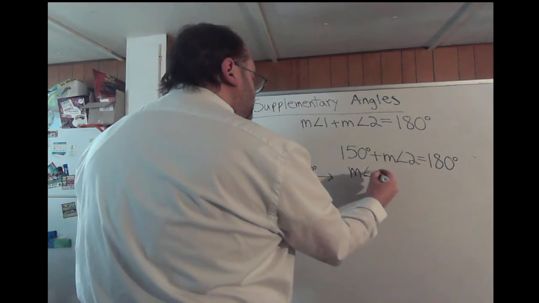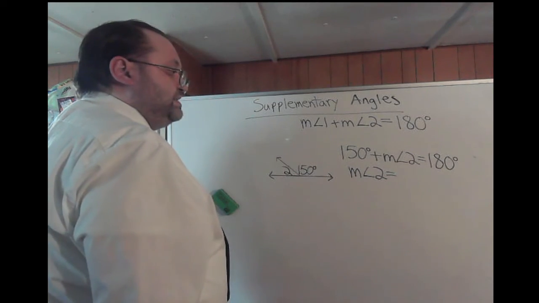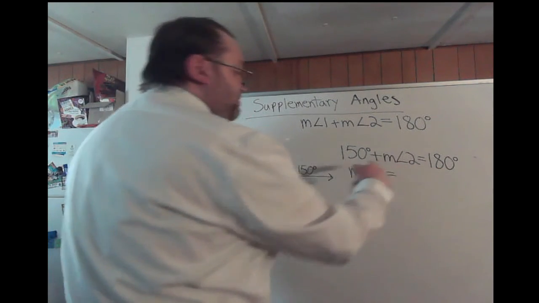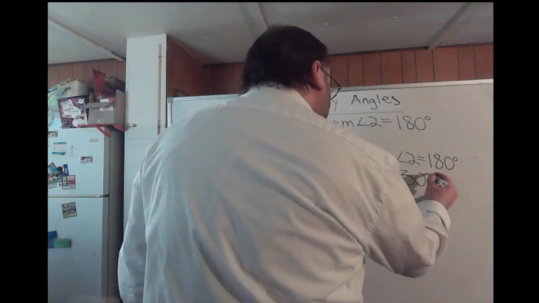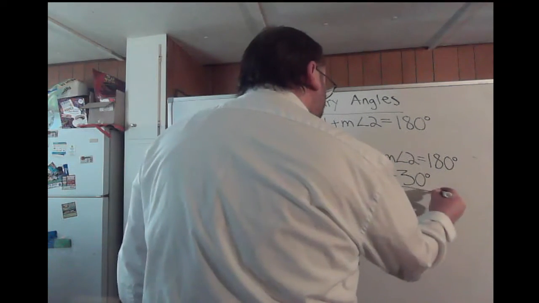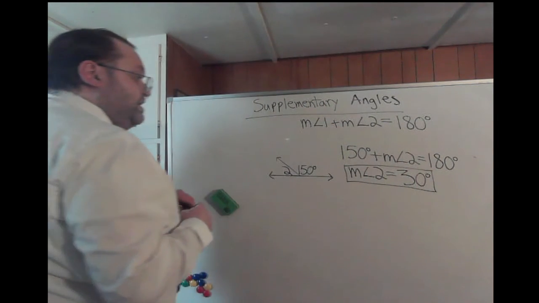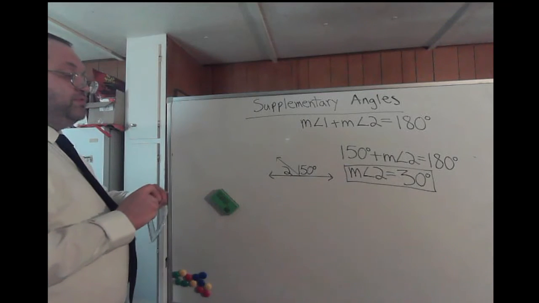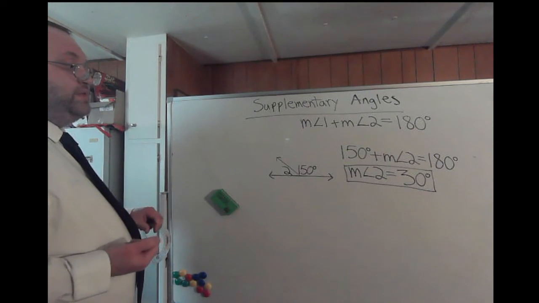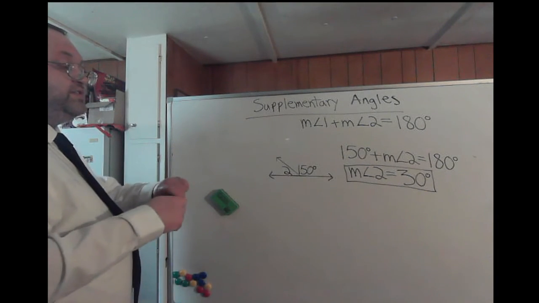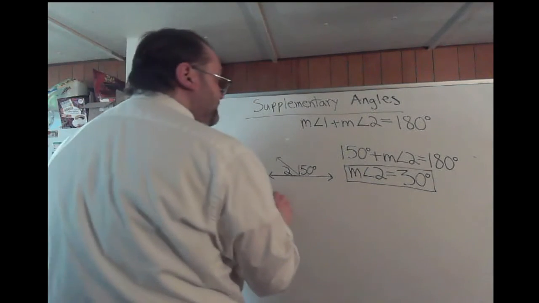If you subtract 150 from the left side, you'll just get the measure of angle 2 by itself. Then 180 minus 150, that's 30. So the missing angle that we don't know, the measure of angle 2, is equal to 30 degrees. The supplement of 150 would be 30. That would cause 150 and 30 to add up to 180, therefore making them supplementary angles.